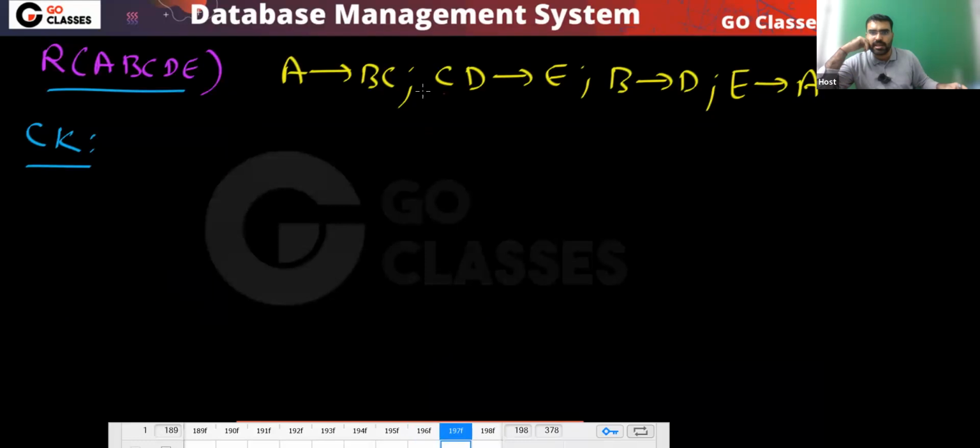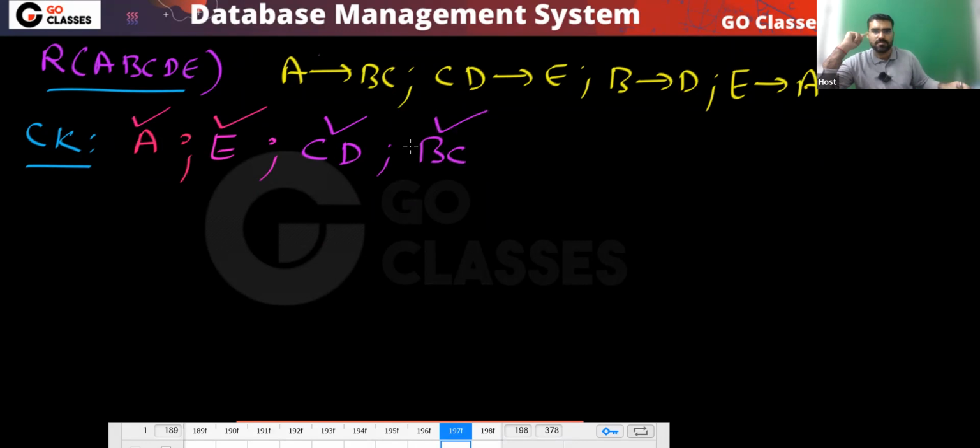You can check it out. A, B, C, D, E. I think A will be a candidate key. A will give you everything. So A is a candidate key. Now do not consider A. E will also give you everything. What else? CD also will give you everything. And BC will also give you everything. So these are the candidate keys.